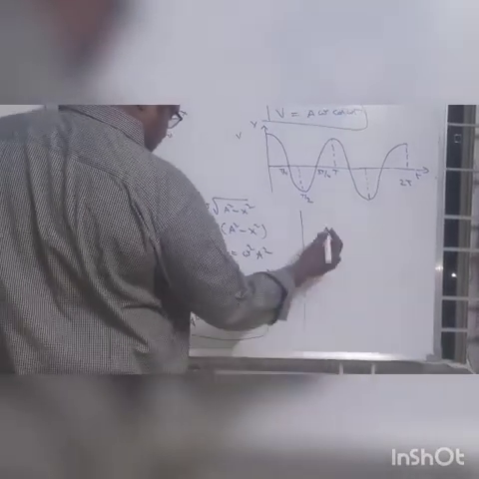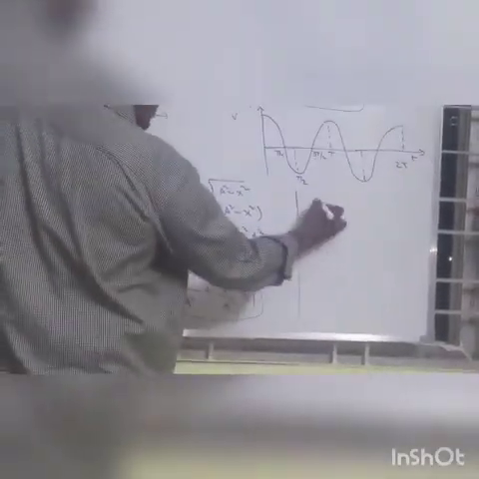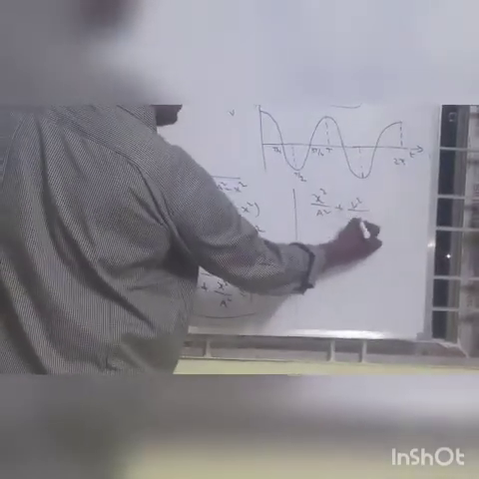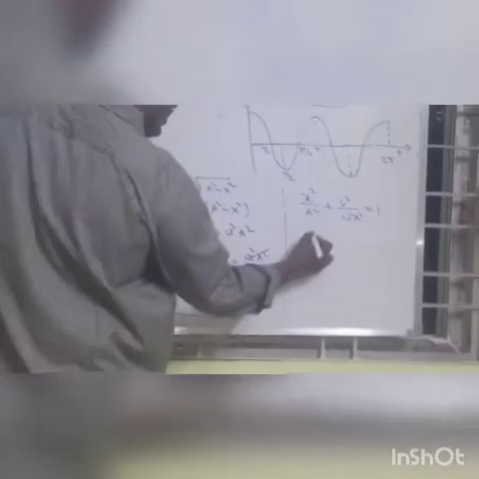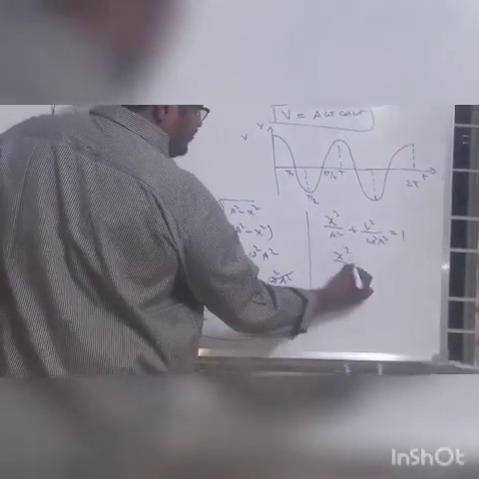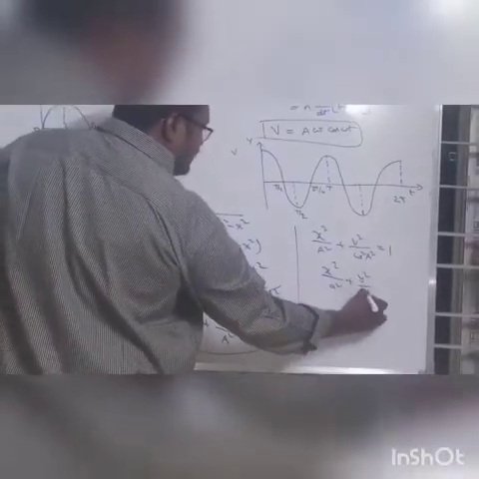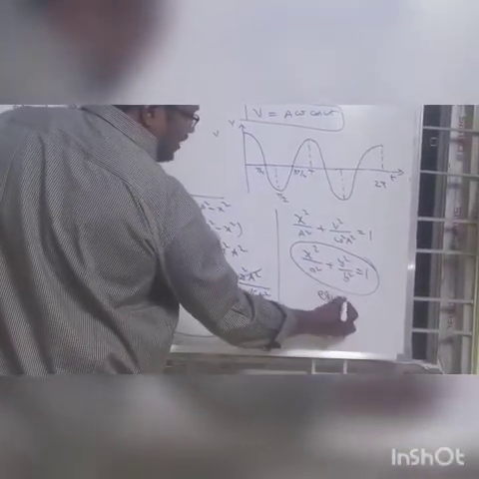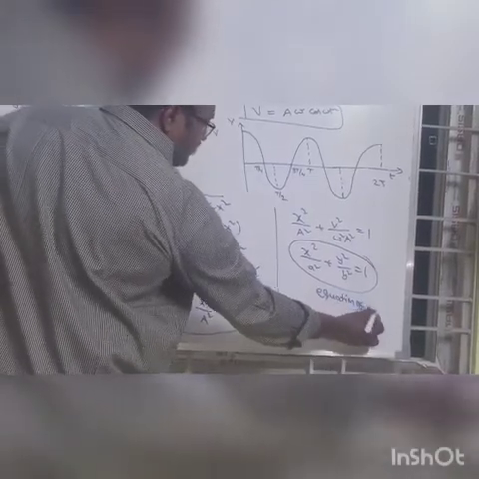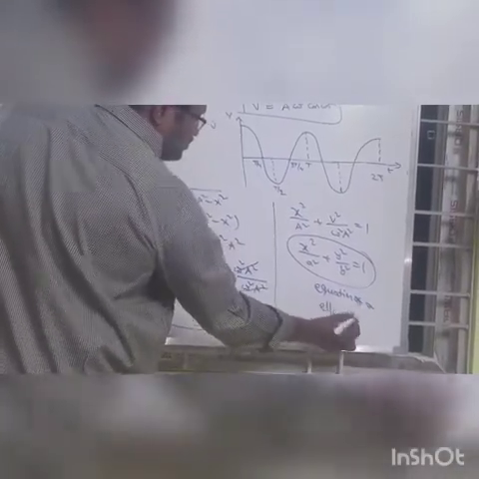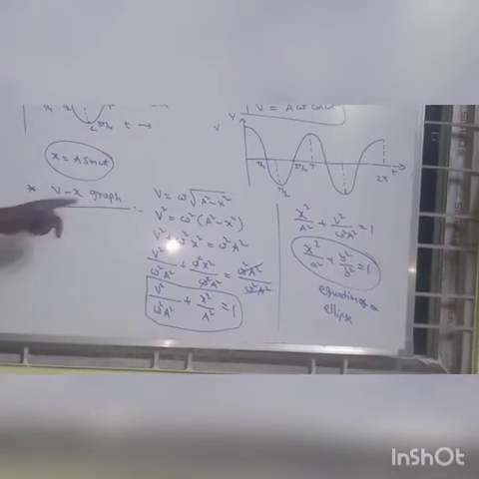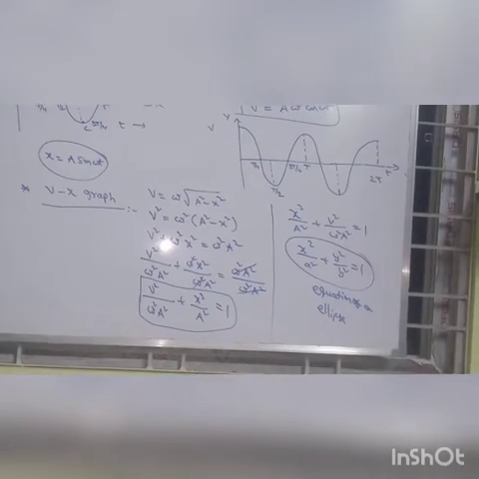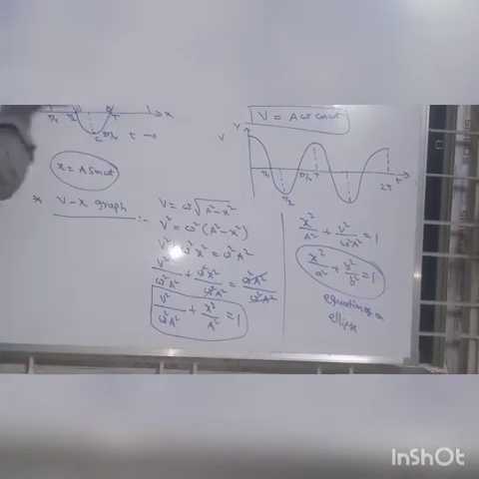Now we can write again x square by a square plus v square by omega square a square equals 1. Now the above equation is in the form of x square by a square plus y square by b square equals 1. Here the equation represents the equation of an ellipse. So the velocity-displacement graph is an ellipse. Now we will observe its shape.